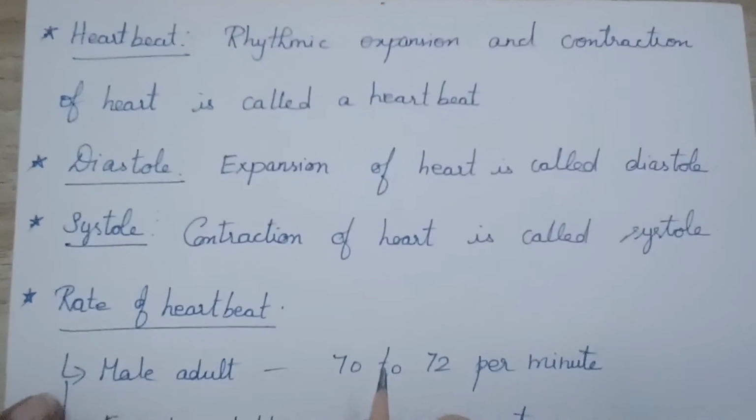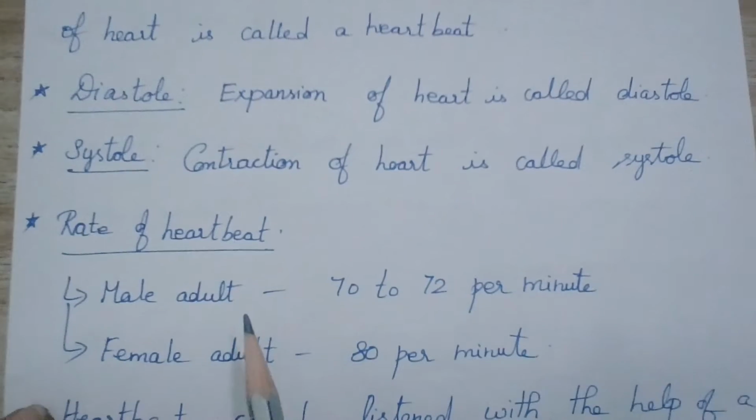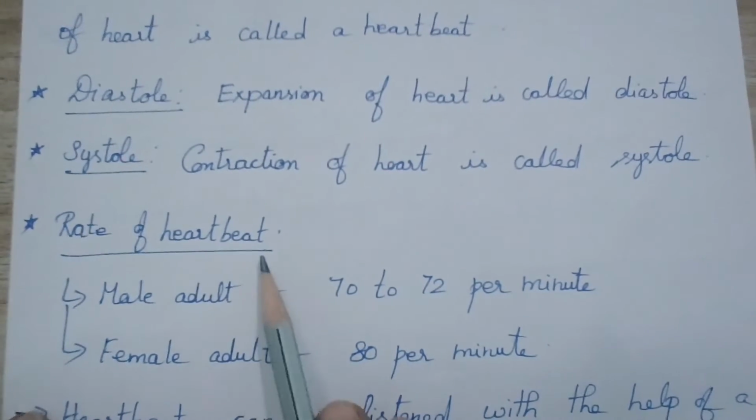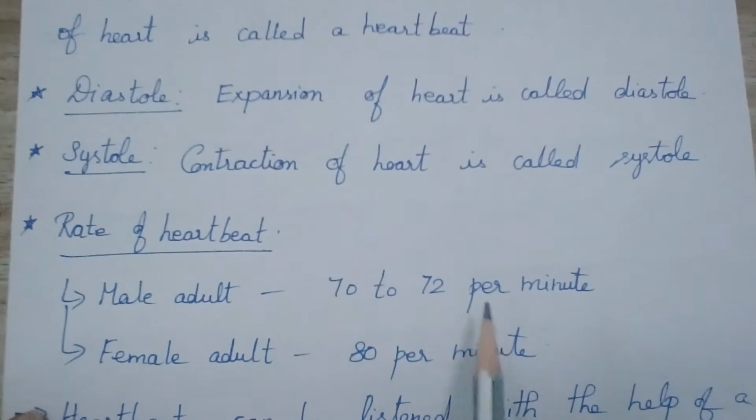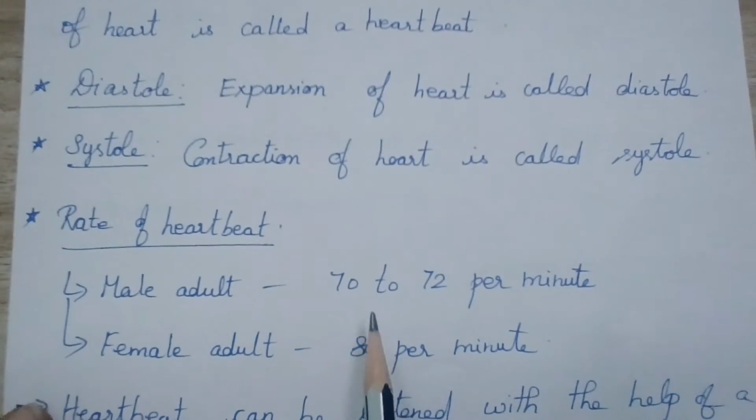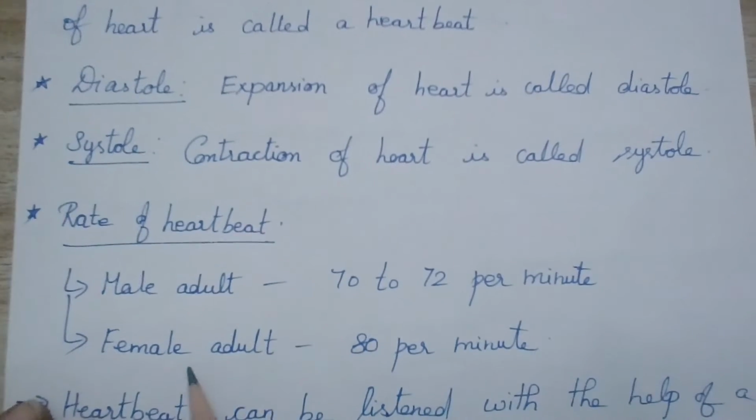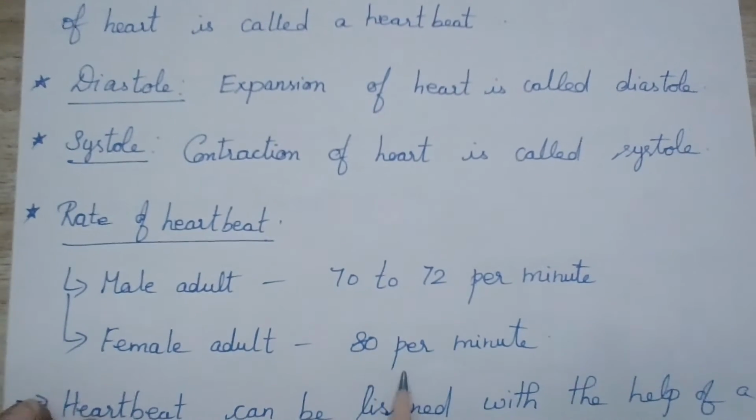Then the rate of heartbeat, we calculate the rate of heartbeat per minute, okay? Per minute how many times it beats. For a male adult it is 70 to 72 times per minute. The heart will beat 70 to 72 times per minute. In the case of a female, 80 beats per minute.